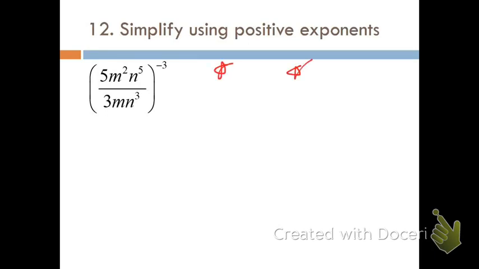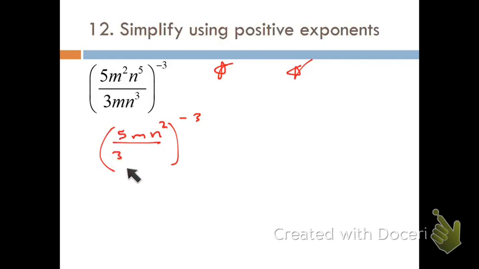Simplify inside the parentheses first if you can. So look inside. Can you simplify? Yes. The m's and the n's are going to simplify, agree? So we're going to rewrite it as 5 over 3 stays 5 over 3. But where do I have more m's at? How many more? 1. Where do I have more n's at? The top, how many more? 2. Now, it's still raised to the negative 3.